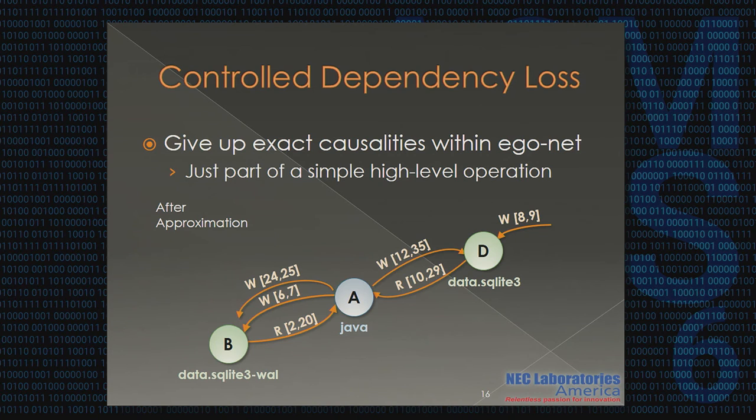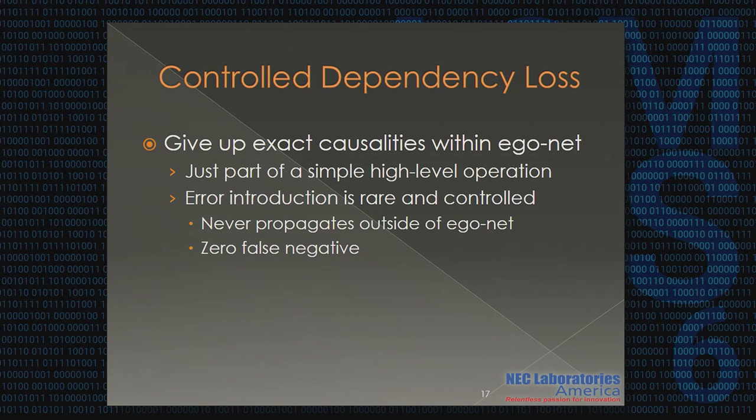Although it looks like we are throwing away a lot of data here, our approximation is actually very conservative, and the error introduction is quite rare and well controlled. First, we do not introduce any false negatives because we always enlarge the time window. Second, if any error is ever introduced, it will never propagate outside the ego net, which means a maximum of one or two hops.